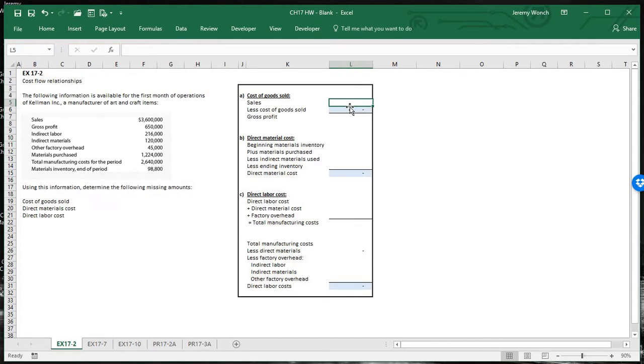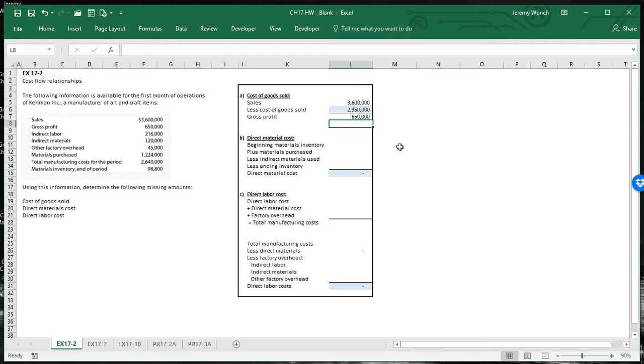All we have to do is plug in our sales, which is 3.6 million. Then it gives us our gross profit here, so we know what our gross profit is. Plug it in. Nice and easy. We have cost of goods sold of 2.95 million.